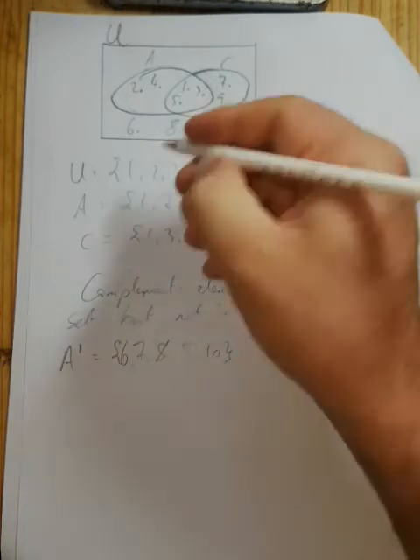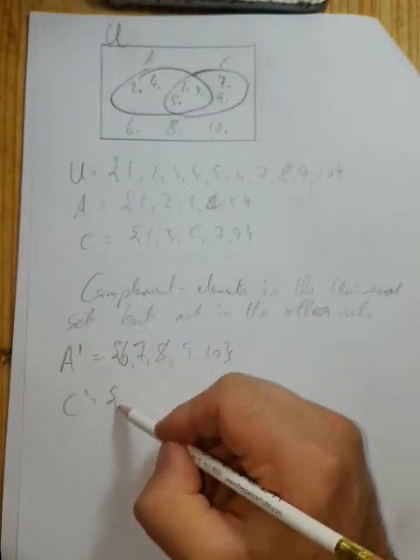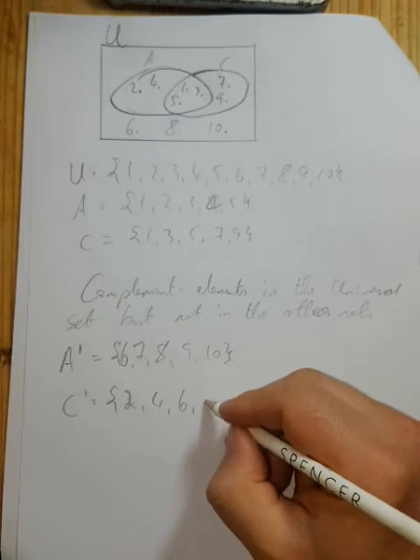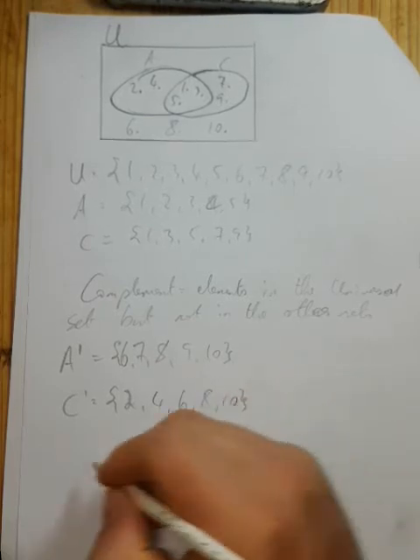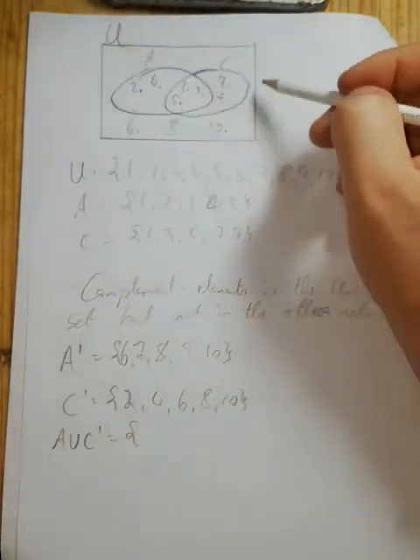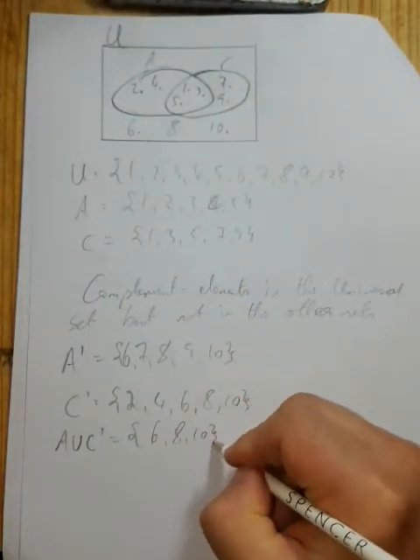C complement would be 2, 4, 6, 8, and 10. And A union C complement would be everything in the rectangle except for what's in both of them. So it would be just 6, 8, and 10. So that's complement.